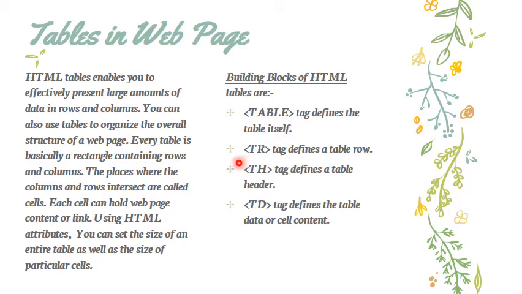Then the tr tag to define a row. To create one row or a second row, you have to use the tr tag. It means to create a row in a table, every time you have to use the tr tag.